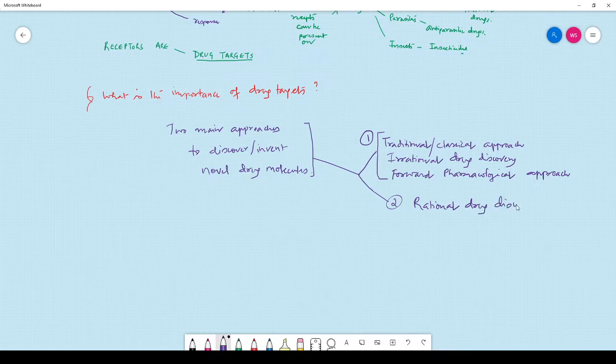And the second one is called rational drug discovery or reverse pharmacological approach or modern drug discovery.